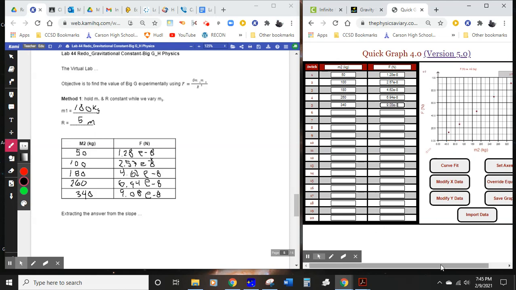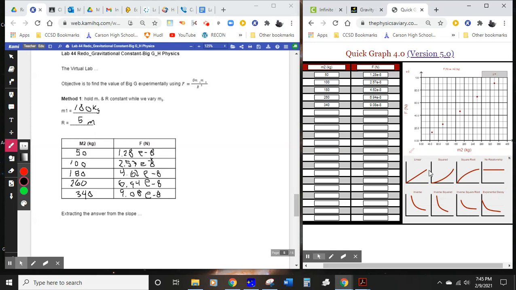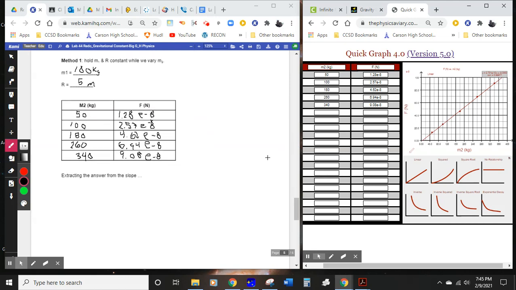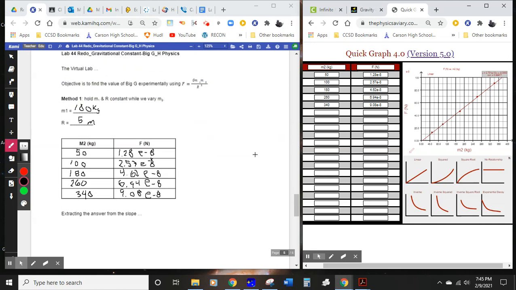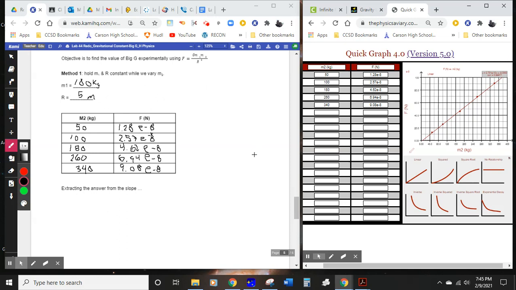If you look over here at this graph, it looks pretty linear. It looks like it's a straight line. So let's go ahead and do curve fit, and we'll choose linear. Okay, there we go. Now the technique to find big G is called extracting the answer from the slope. So let's take a look and see what the slope is here. It makes the graph a little bit bigger.